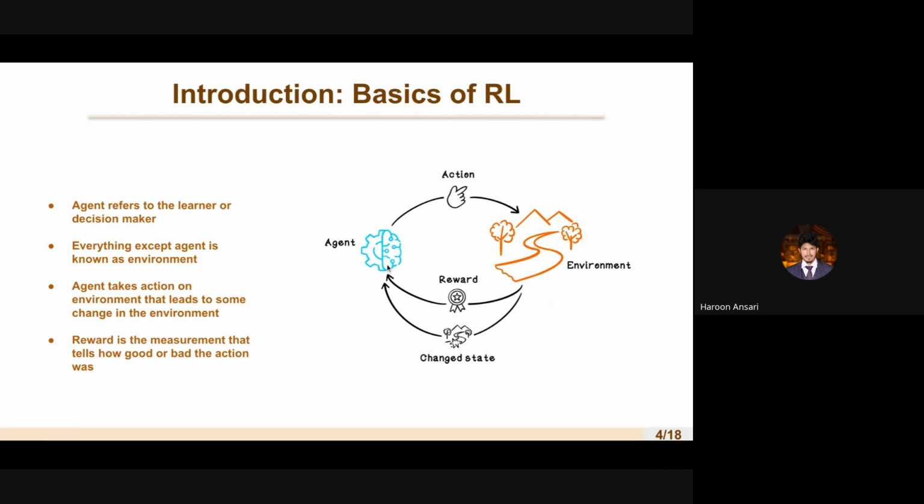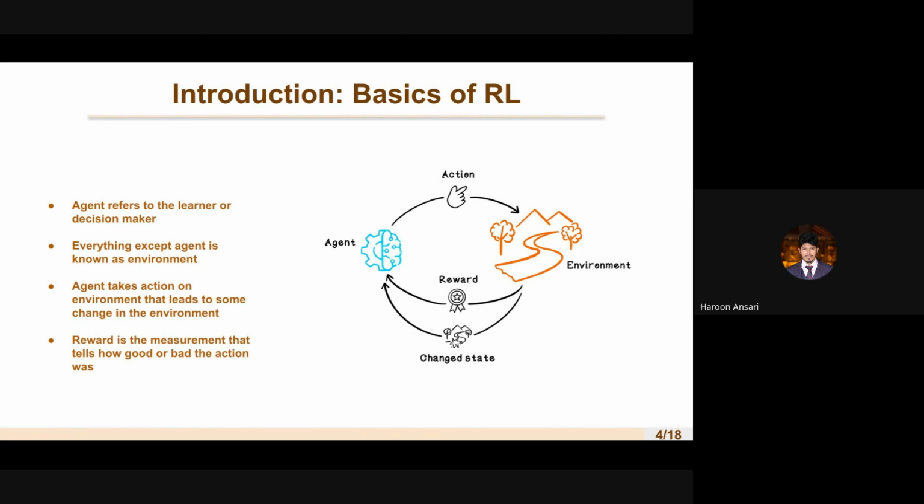So when the agent takes some action on the environment, it leads to some change in the environment. Now good or bad, how do we see that change? It is decided by the reward. So reward varies according to what we want to learn. The agent again observes the change in the form of reward, like okay, this is the reward I'm getting for the action I'm doing, and then it improves itself over time.